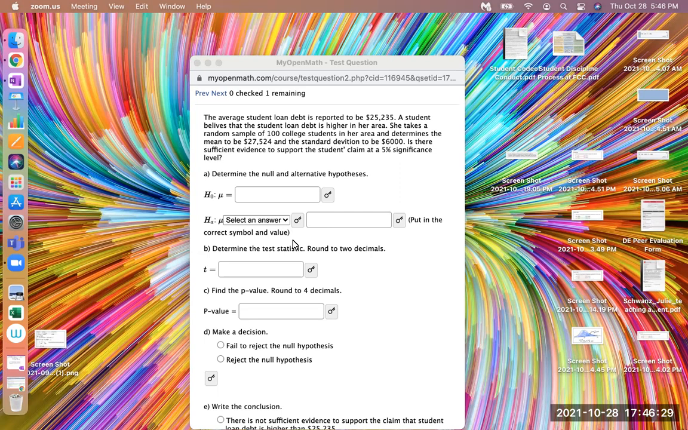So what do you think, Michelle? Is this a mean problem or is this a proportion problem? Yeah, it's a mean problem. It's a mean problem. What word in there gave you that idea? The average student. Yeah, exactly. The average is another word for mean.